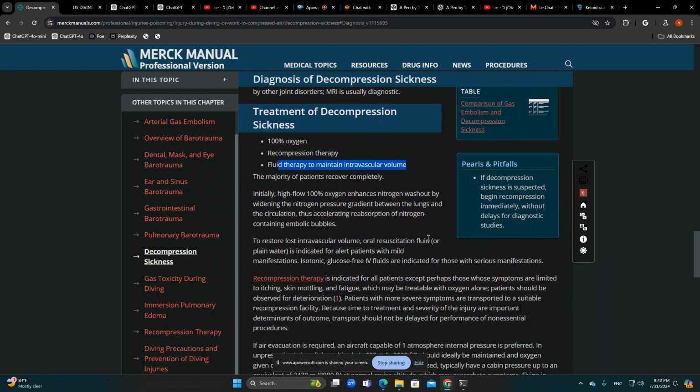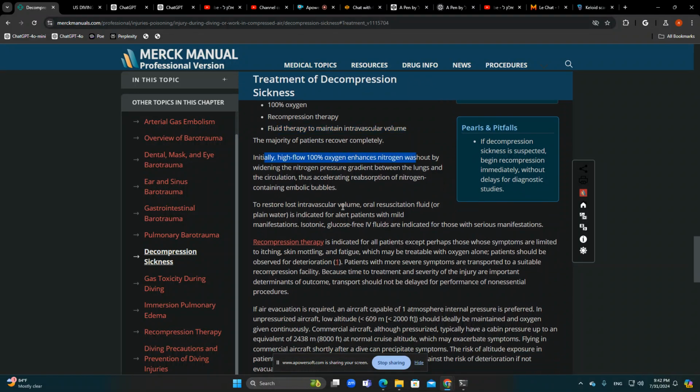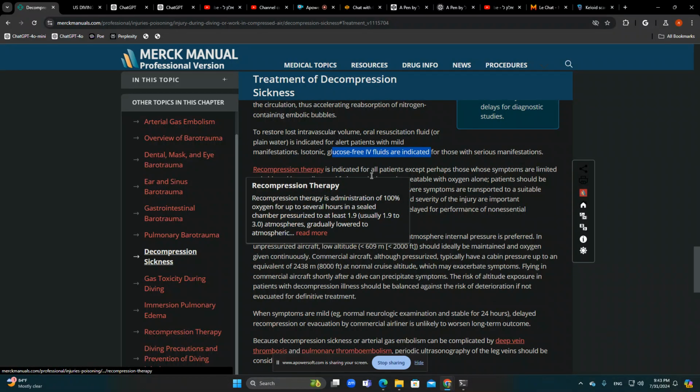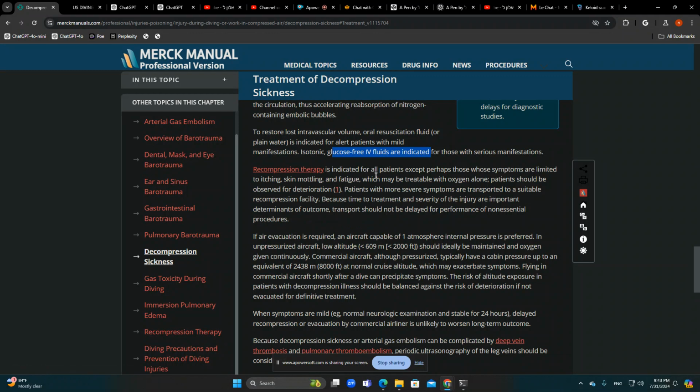and fluids. Okay, so until the patient gets to recompression therapy, 100% oxygen should be given to help increase the nitrogen gradient between the alveoli and the blood and the tissue. This gradient helps the nitrogen get out along the gradient, so we are getting it out. So 100% oxygen should be given immediately. And then the patient should be evacuated to a place with recompression therapy. In the meantime, glucose-free IV fluid should be given, but not delayed for this. Recompression treatment should be given for all of them except for the very, very mild manifestations of decompression sickness.